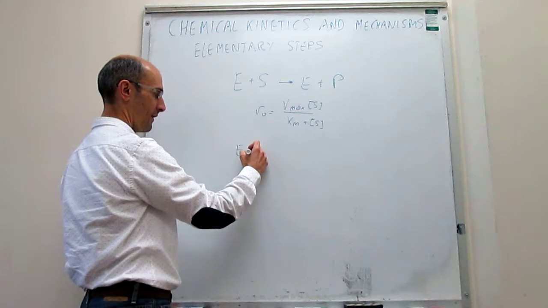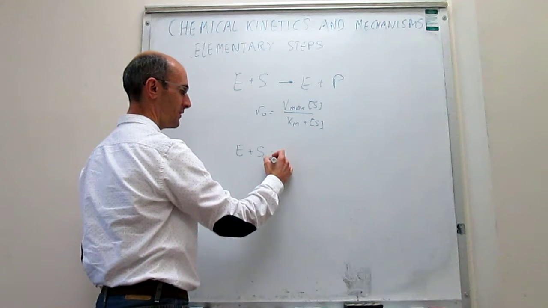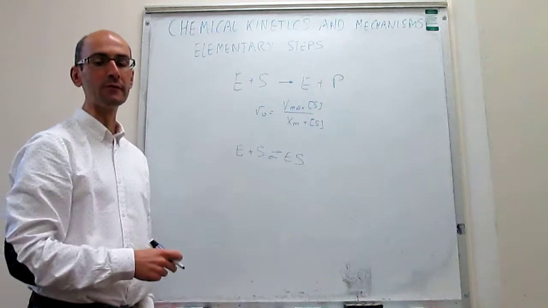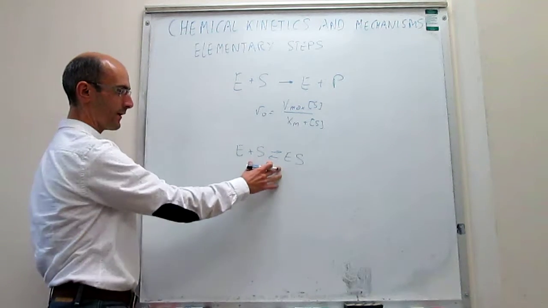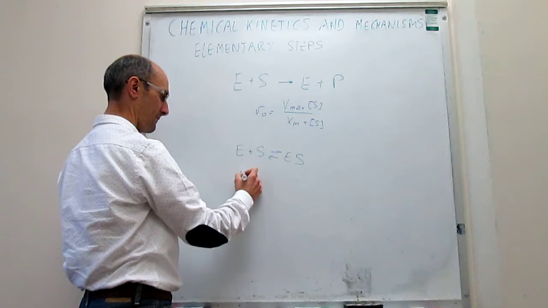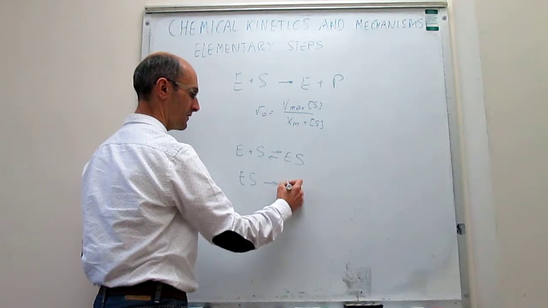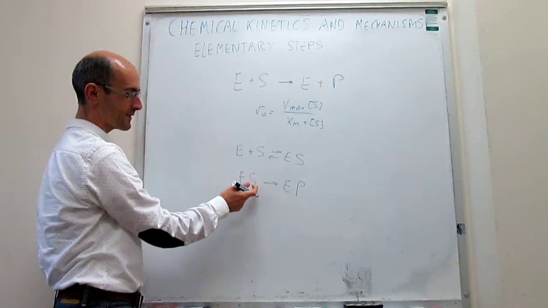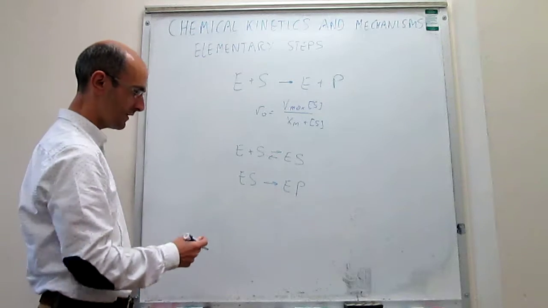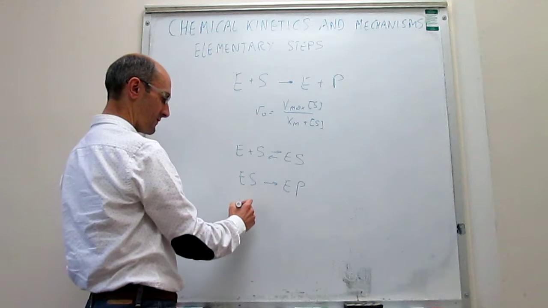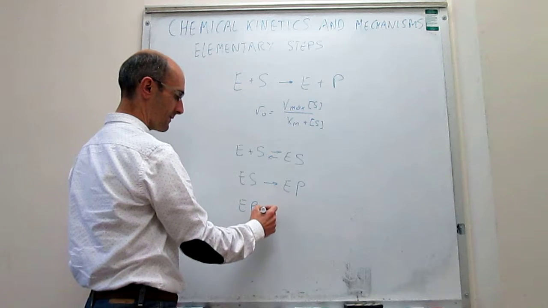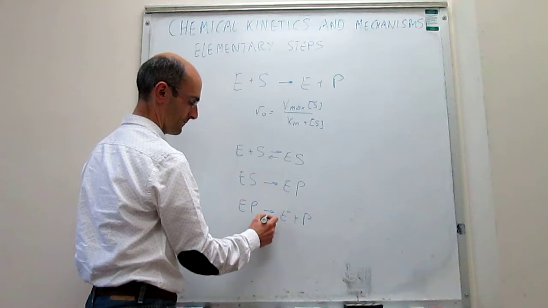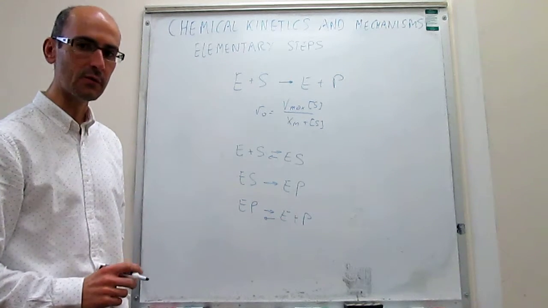The first step is the binding of the enzyme to the substrate to generate an enzyme-substrate complex. And this first step actually happens to be reversible. That will be step one of the reaction mechanism. The second step is the one that yields an enzyme-product complex from the enzyme-substrate complex, and is generally not reversible. And then there's the last step in which the enzyme-product complex dissociates into enzyme plus product, and that also happens to be reversible.